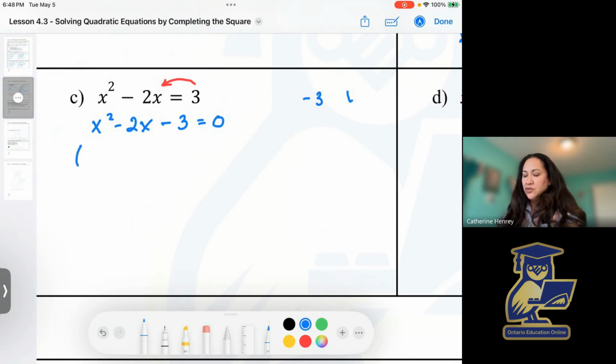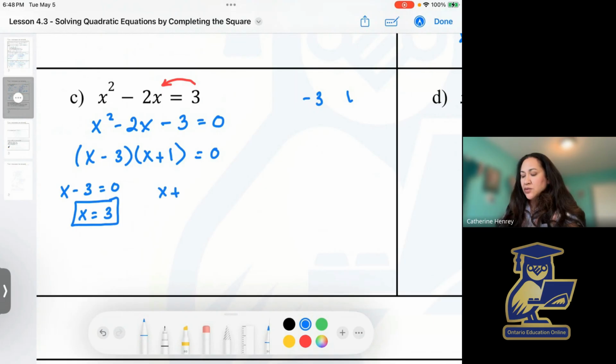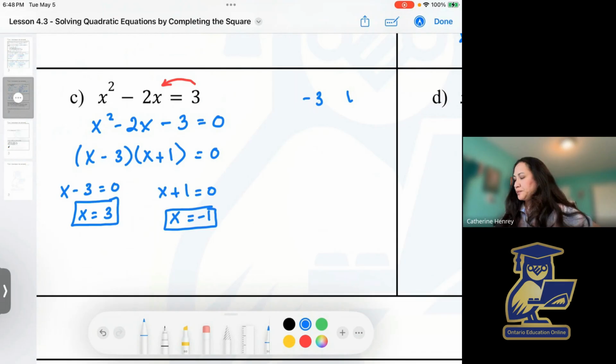Let's go ahead and just write it in factored form. (x minus 3) in brackets times (x plus 1) in brackets, and that equals 0. Now we split them using the zero product property. So x minus 3 is equal to 0. So x is equal to 3 here. And we can also take the other factor, x plus 1 is equal to 0. And simplifying here, x equals negative 1. So there are two solutions for this quadratic.